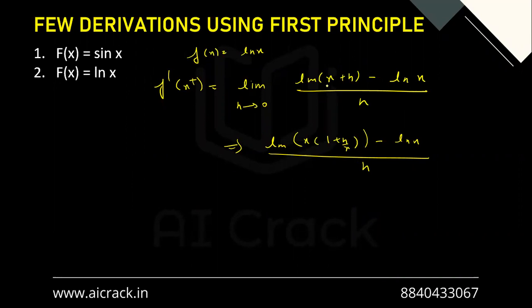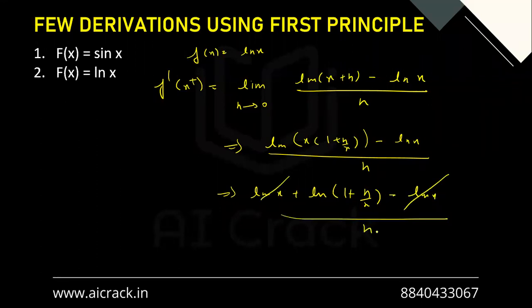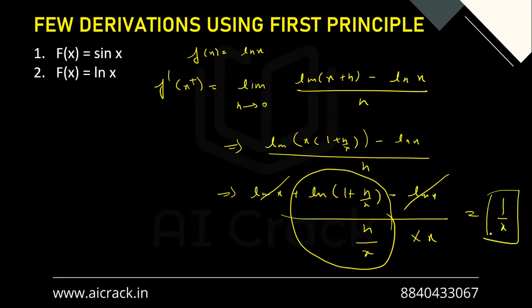So what I've done over here is I've taken x out, and that becomes x multiplied by (1 plus h by x), right? Now we can use the log property. That would give me ln x plus ln of (1 plus h by x) minus ln x. Now this gets cancelled out, divided by h. Now what I'll do over here, I'll multiply and divide by x. So this again becomes the standard format. Ln of (1 plus anything which goes to 0), divided by the same thing, that becomes 1. So that would give me 1 by x, right? So this is how we derive the derivative of ln x with the help of first principle.